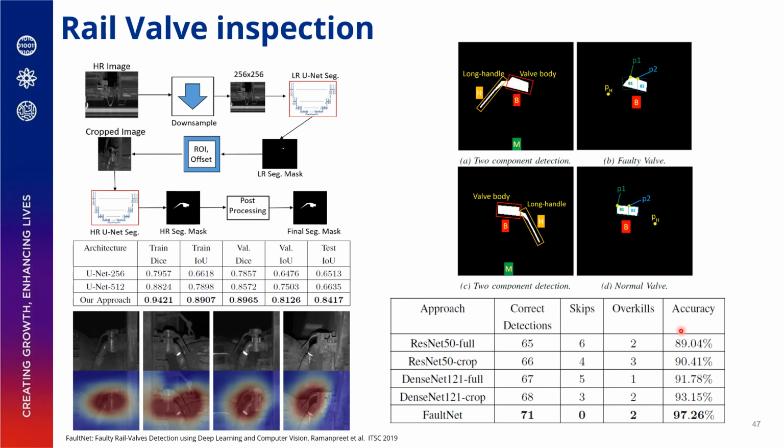However, you do not want the opposite situation where you're passing some faulty wall because that can lead to some terrible scenarios. So our method was able to reduce the skips or escapes to zero. So none of the faulty walls were incorrectly classified as non-faulty walls. And we had two overkills, which means that two normal walls were classified as faulty walls. But that's okay. That only increases the manual checking marginally. But this number is, so not only is our accuracy higher, this number is actually the biggest improvement for us.